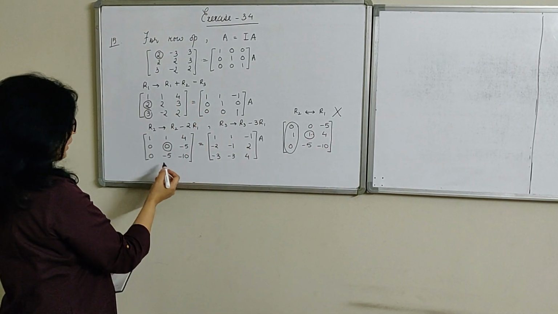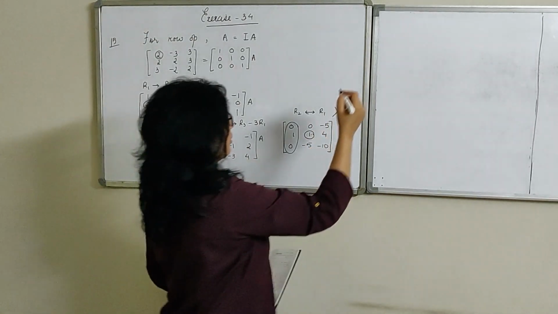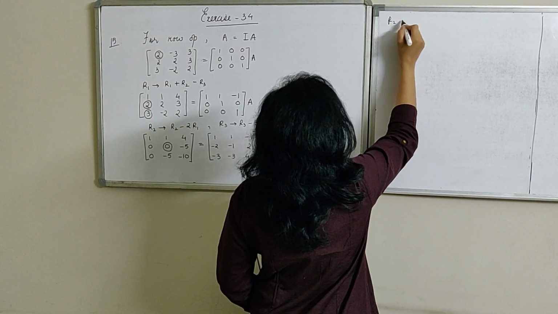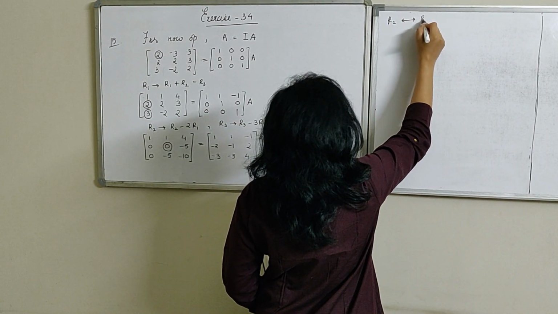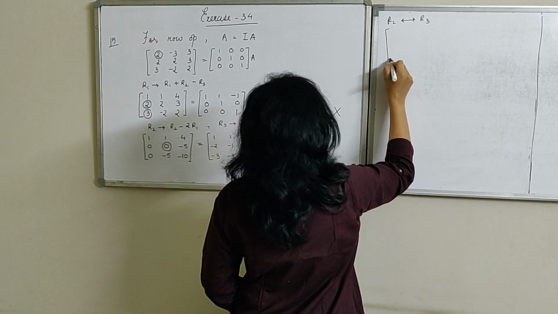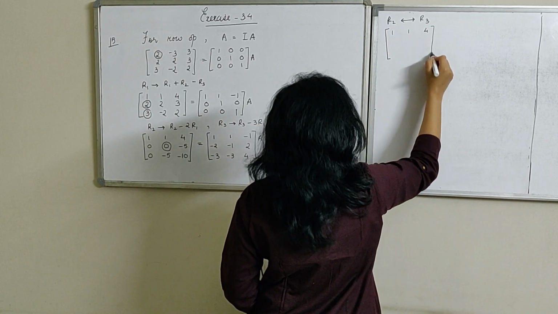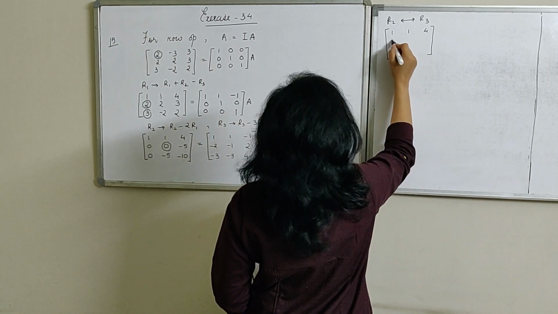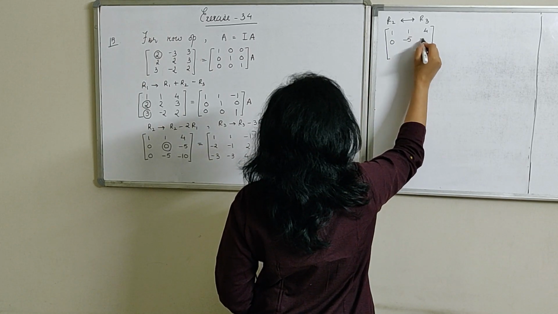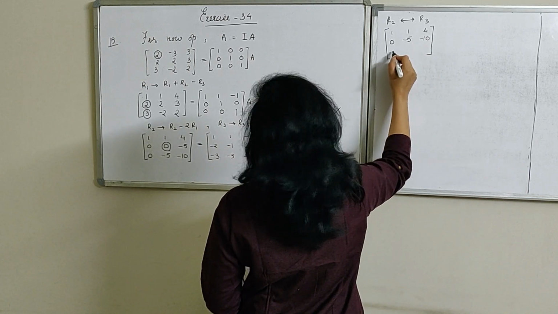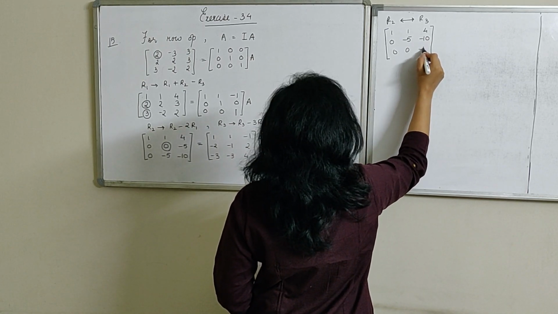What is the other thing we can do? We can interchange here R2 and R3. So that way, first row 1, 1, 4, second row is 0, minus 5, minus 10, next 0, 0, minus 5.